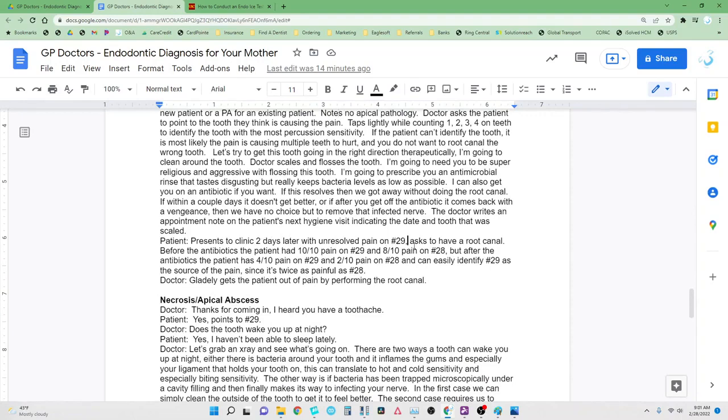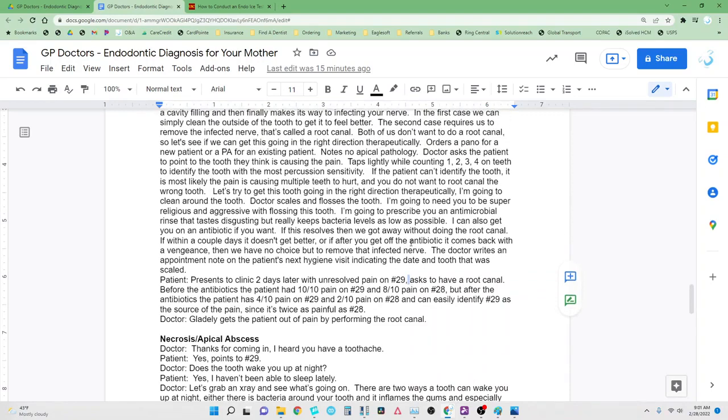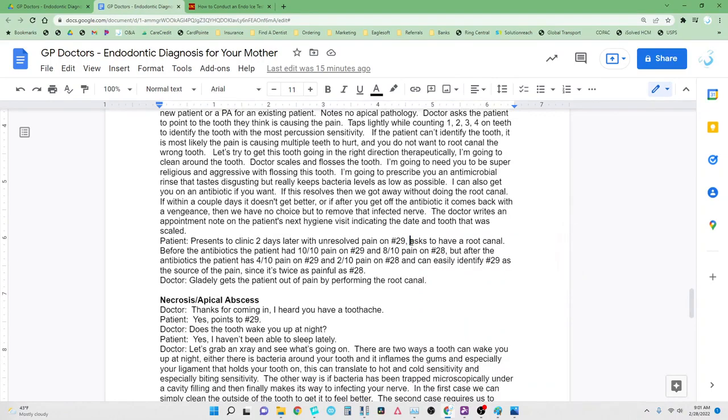At this point, the patient already knows what's going to happen. The patient wants the root canal because they've already gone through the scenario. They've been at home flossing like crazy. They've been on the Paradex rinse. They've been on the antibiotics, and it won't resolve. So they know that they need a root canal, and they're going to literally ask you to do a root canal on that tooth because they haven't been able to sleep in the last couple of days.